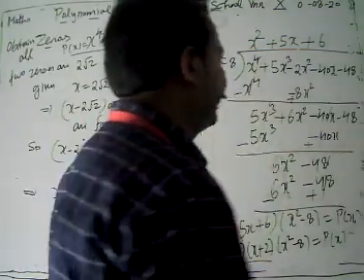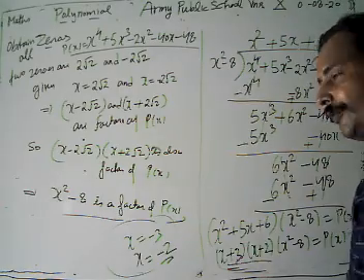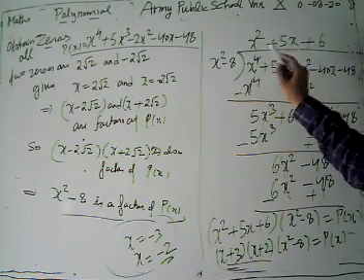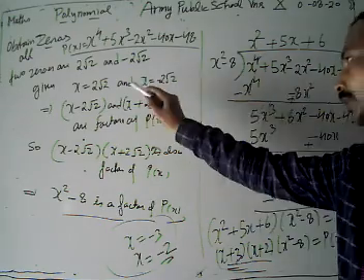After division, we get what? Our quotient is x square plus 5x plus 6. By the division algorithm, what do we have? x square plus 5x plus 6 into x square minus 8 equals our polynomial. From here, we get our two zeros, 2 root 2 and minus 2 root 2.